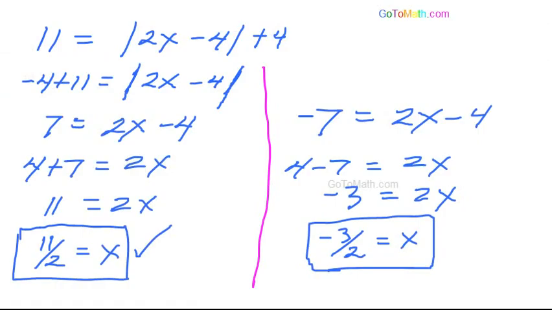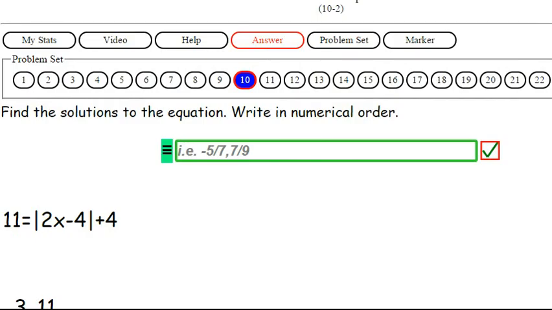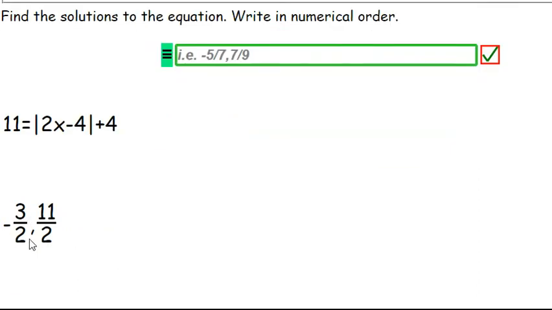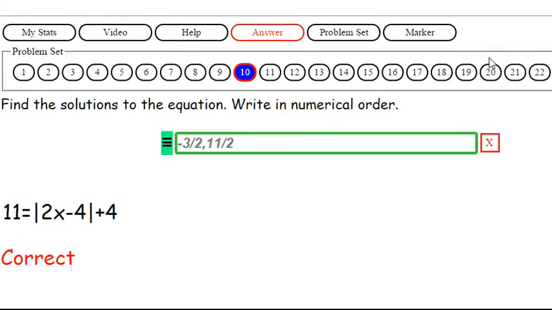What are we doing here? Negative 3 halves and 11 halves. Just making sure. Negative 3 halves and 11 halves. You can go ahead. Tell you what, we'll do that right now. So negative 3 over 2, comma 11 over 2. Remember, no spaces in the green checkbox. Correct! You are the winner.